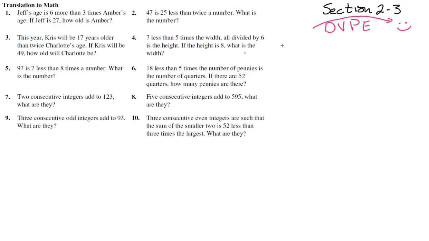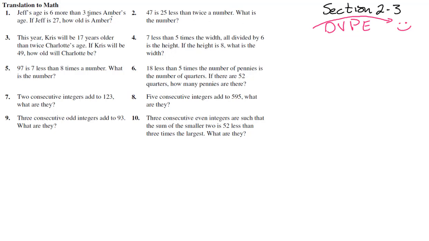Hello and welcome. Here we are in this section on word problems, and DVPE gets us into happy math land. Let's remember that as we go through this. Okay, solutions. Number one, Jeff's age is 6 more than 3 times Amber's age.